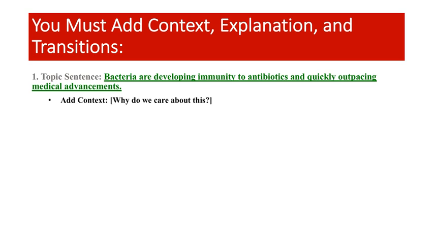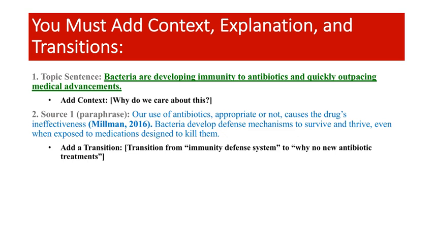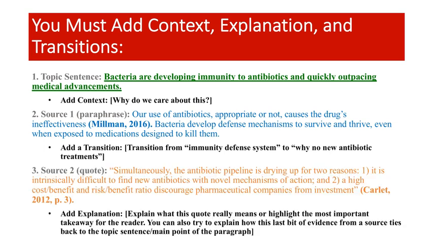So after the topic sentence, I would want to add some context. So why do we care about this? This will help the reader understand why this is the point, why we're focusing on it, and transition to the first source that we're going to be using. After the first source is used, we're going to add a transition about why we're jumping from the immunity defense system to why there are no new antibiotic treatments. Then we'll jump to source number 2, and after source number 2, we're going to add explanation.